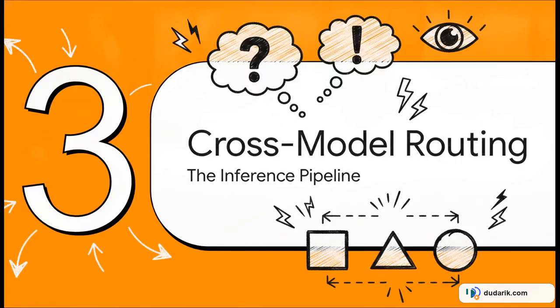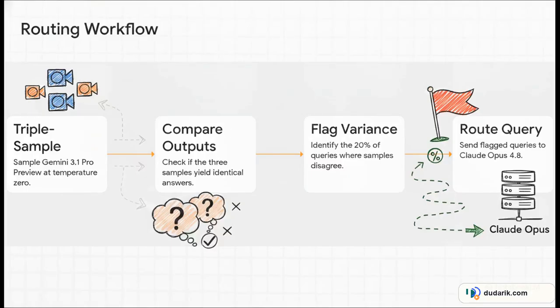All right, Section 3, disagreement-based cross-model routing, and the aha moment of the research. Let's see how this builds into an incredibly elegant 4-step inference pipeline. First, you triple sample a primary native video model. In this paper, they used Gemini 3.1 Pro Preview with the temperature strictly set to 0. Second, you compare the outputs. If all 3 match, boom, you return the answer. Third, you flag the instances where the samples disagree, which turns out to be about 20% of the dataset. And finally, step 4, you route only that ambiguous 20% to a second model from a totally different family, Claude Opus 4.8, which steps in using an adaptive thinking strategy.